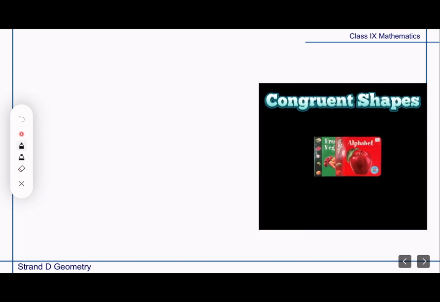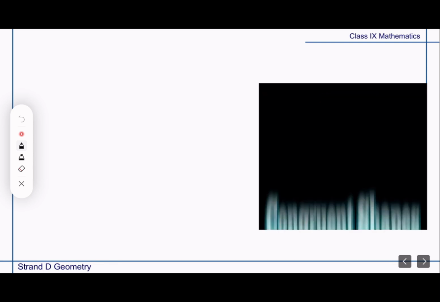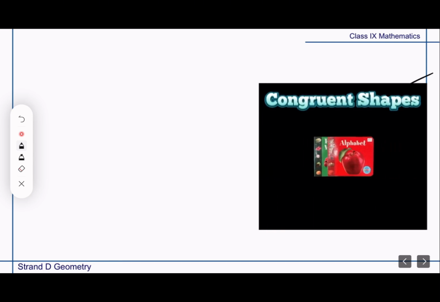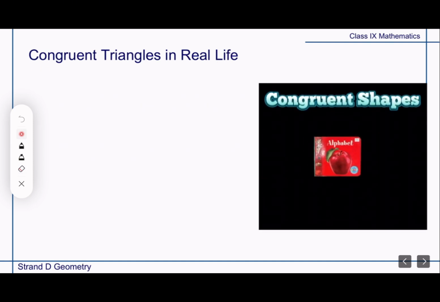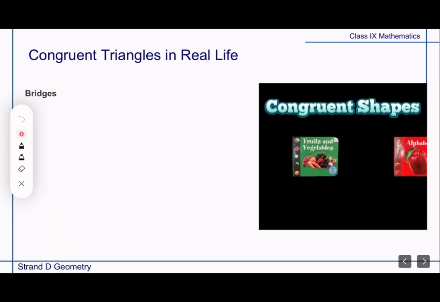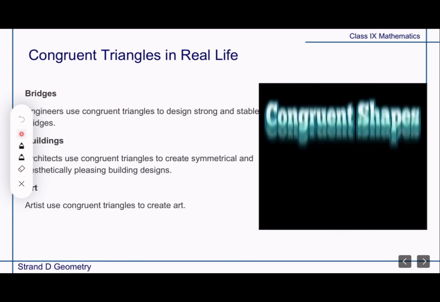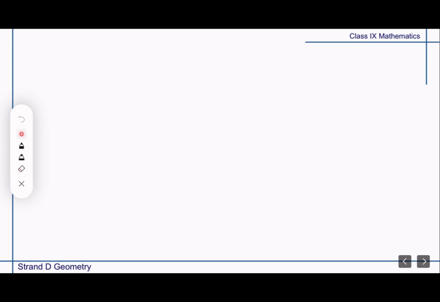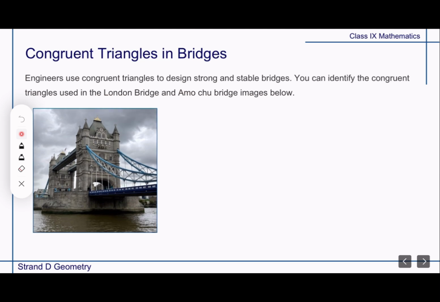Now when you talk about congruent triangles, it doesn't mean that it's only restricted to triangles. We can have congruent shapes. However, let's narrow it down to congruent triangles. And for congruent triangles, where do we see them in our real life? You might see it in the bridges, in the buildings, or even in our art designs. Now, to delve deeper into this, congruent triangles in bridges. Engineers use congruent triangles to design strong and stable bridges.